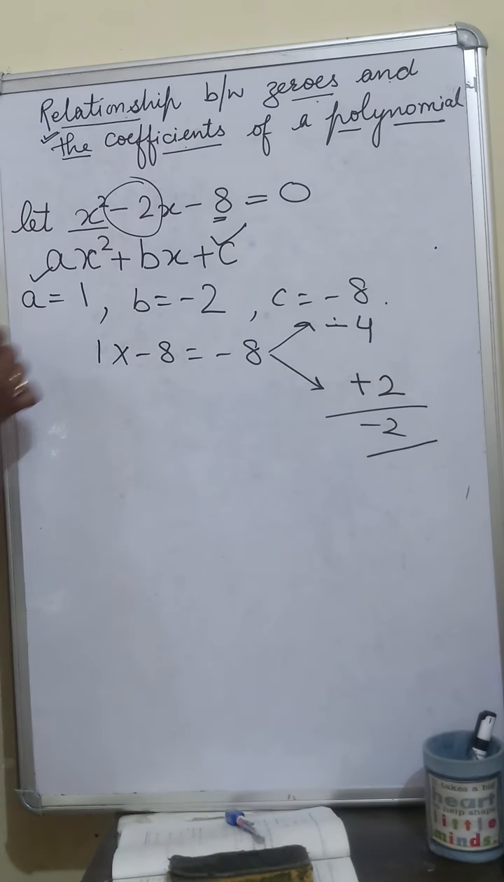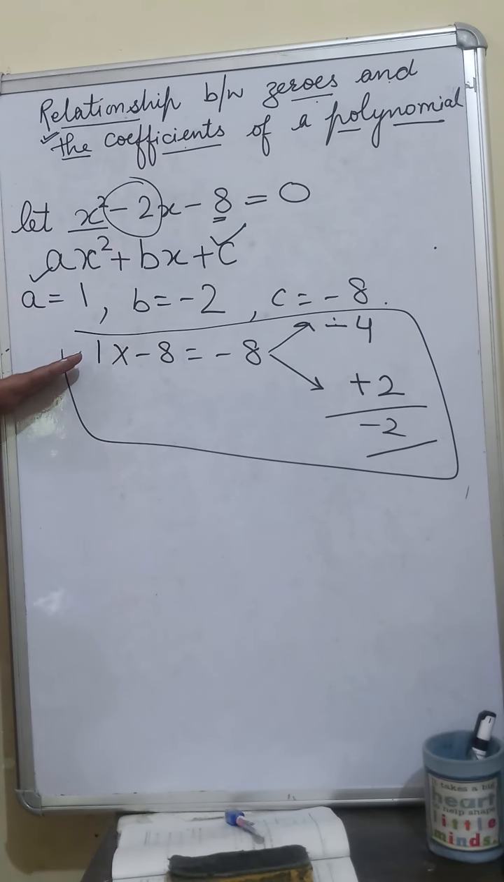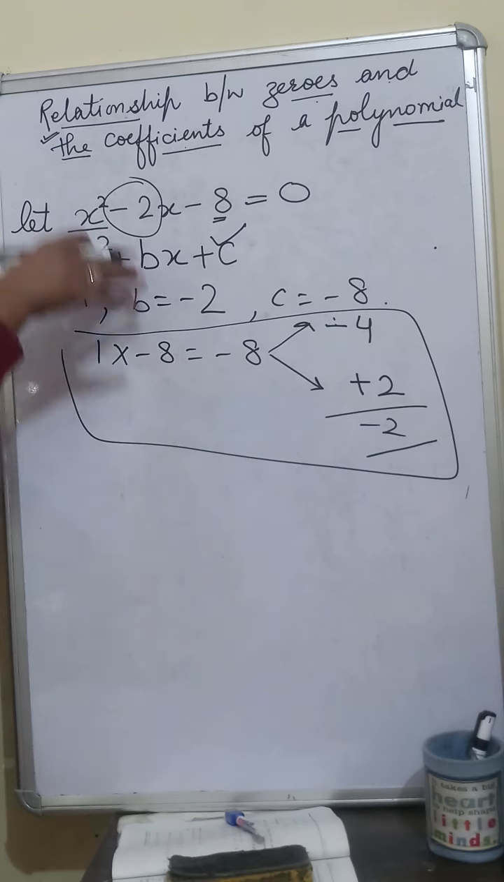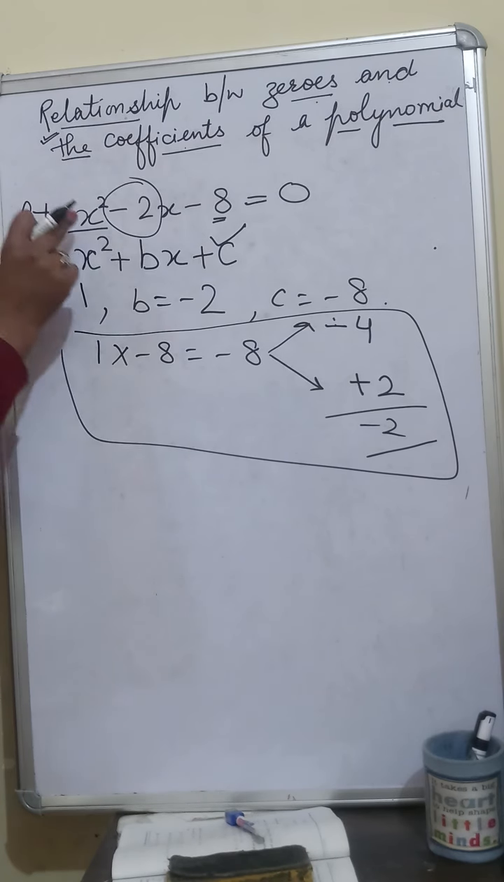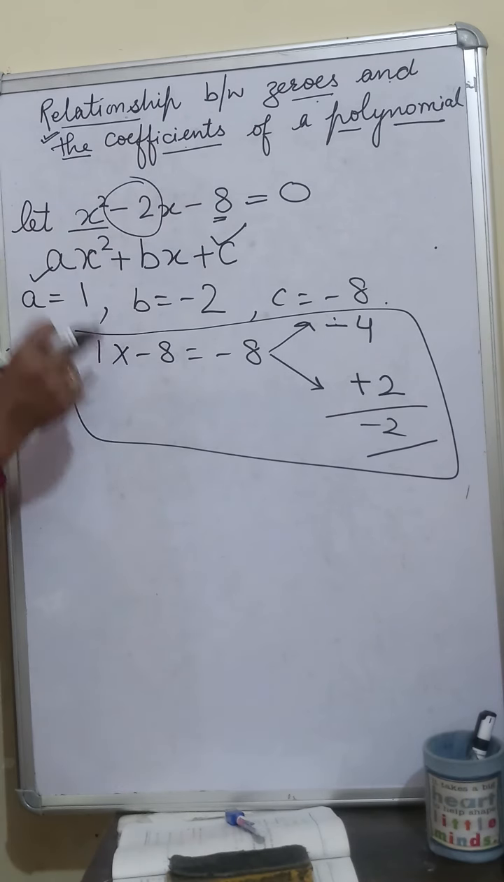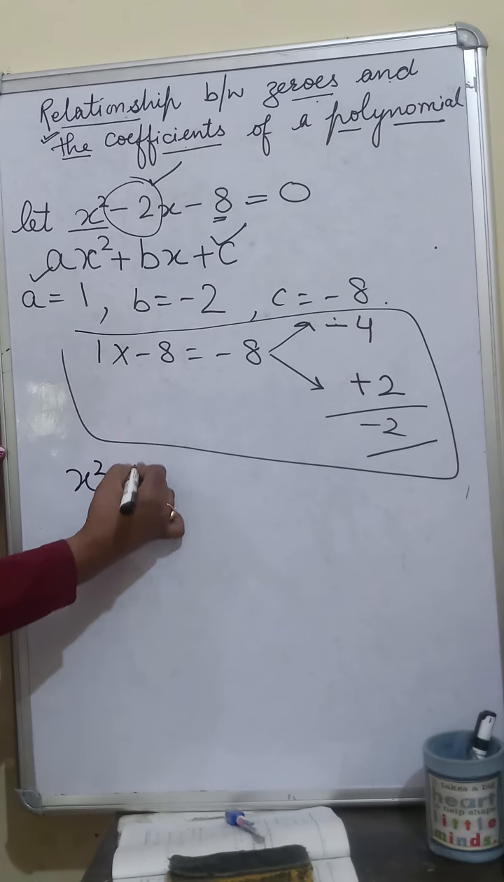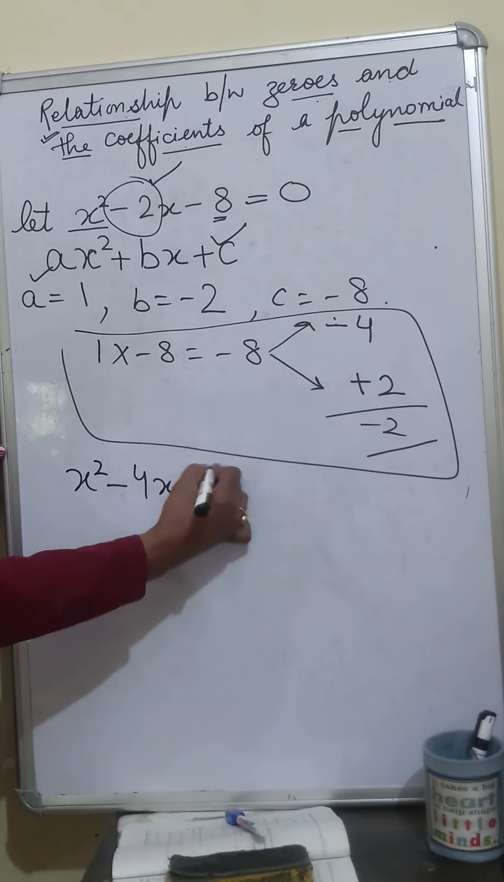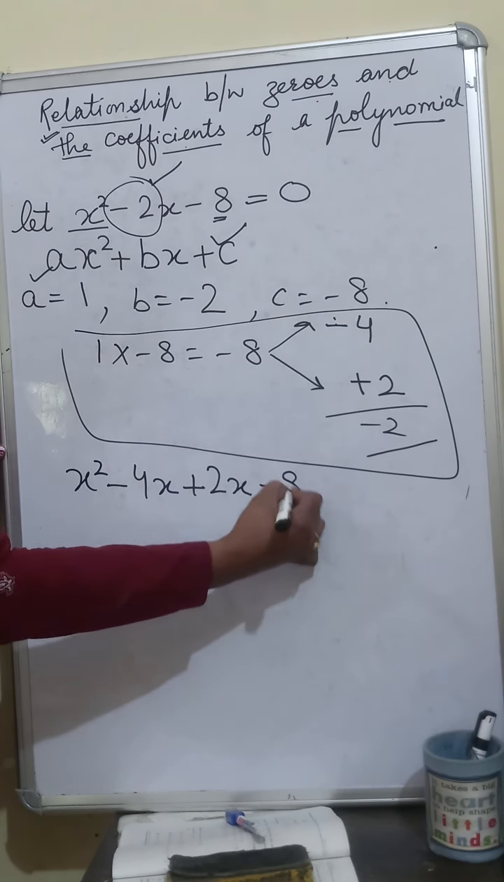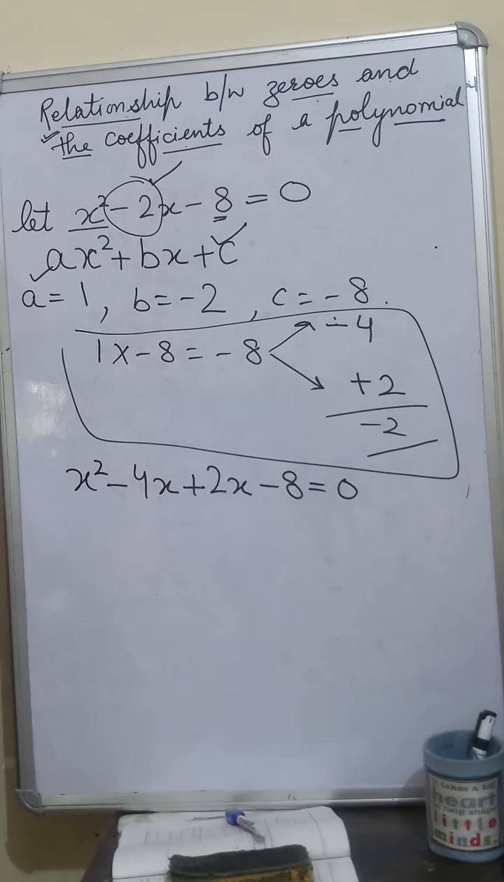So if you are not clear with this, you just have to think about the method which you have already done in your 9th class. I just want to factorize this polynomial. So I have to write here x square minus 4x plus 2x minus 8 equal to 0. I have done the factors of minus 8 and have written here.